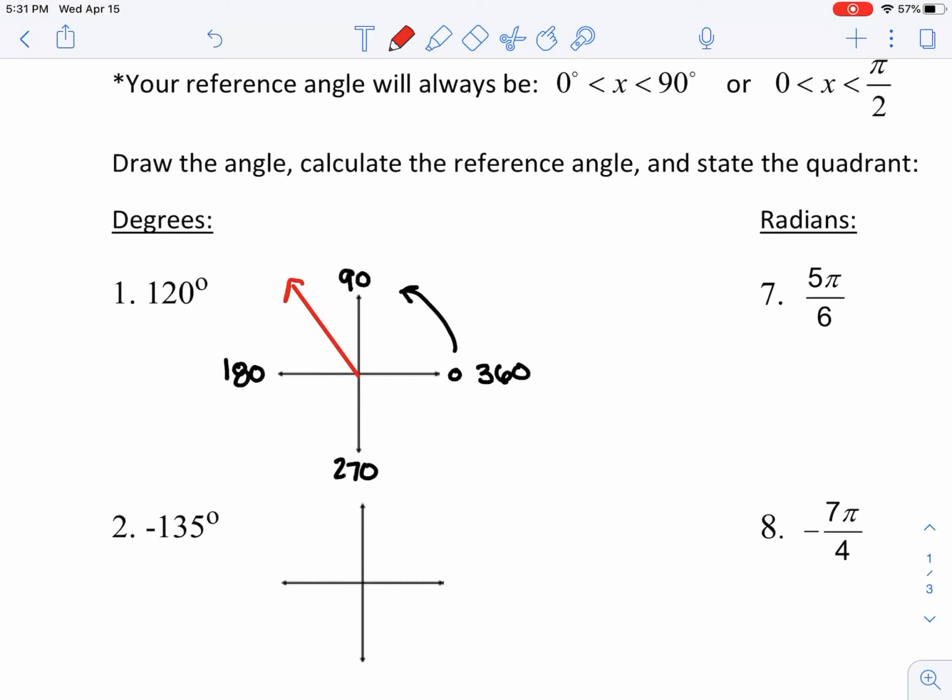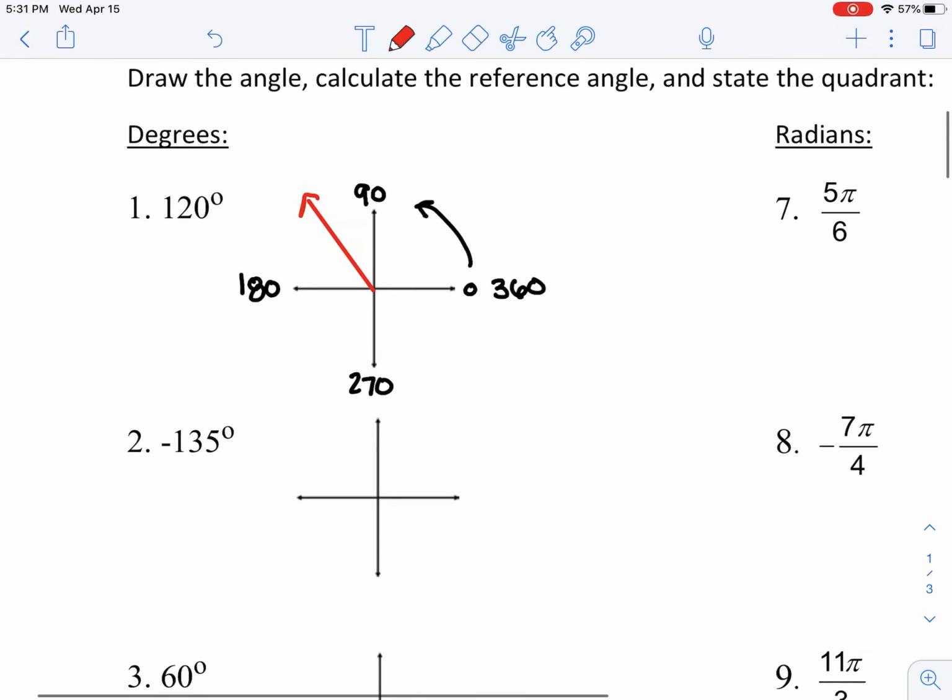I'm going to keep drawing that. For me, I actually use what is called a reference angle to help me draw. So I know that this is 60 away. I know you don't know what a reference angle is. We'll talk about it shortly.